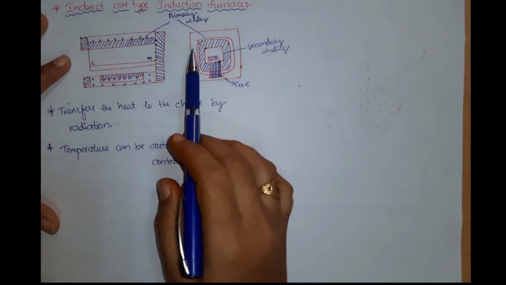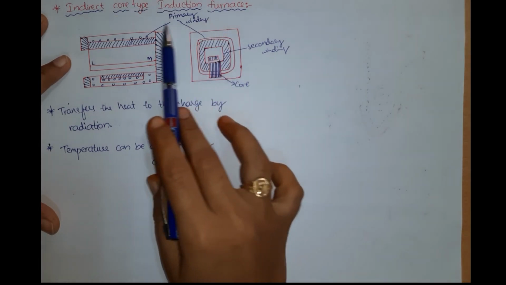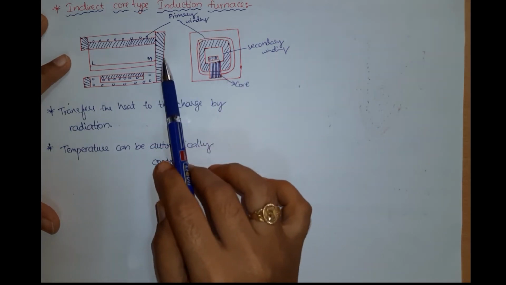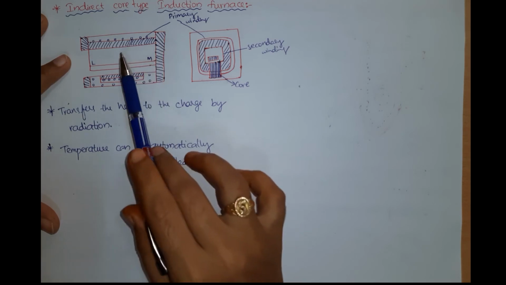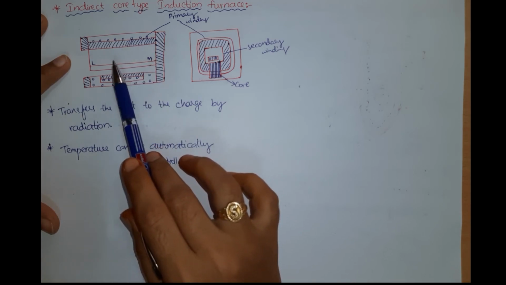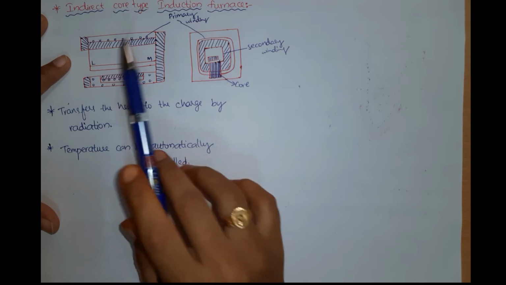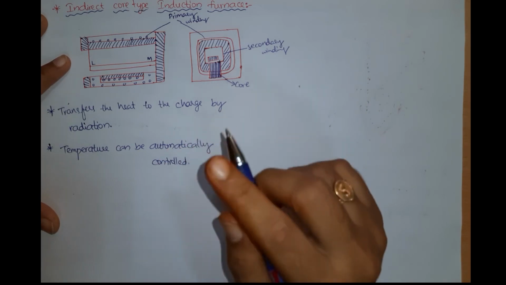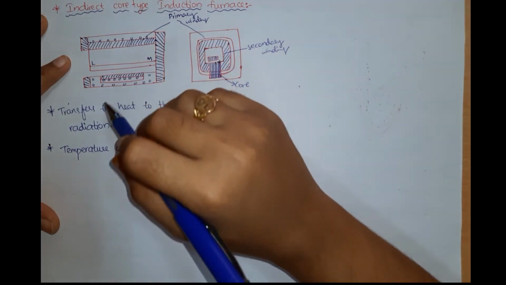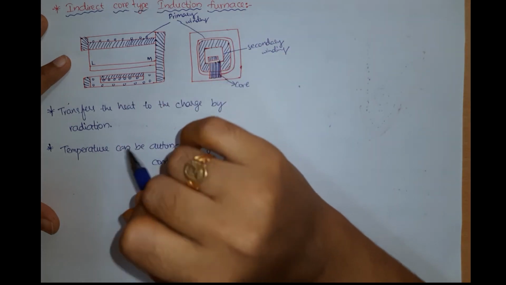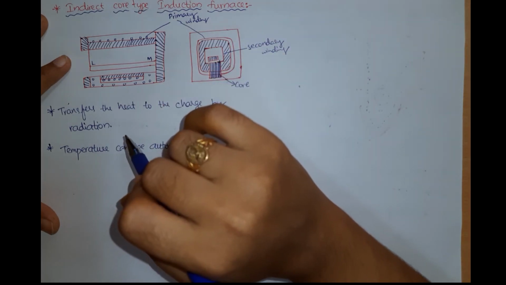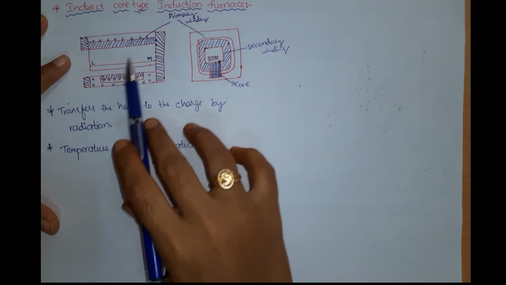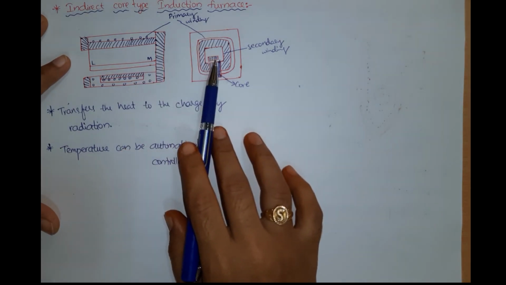Next is the indirect core type induction furnace. This is the construction scheme of this type of induction furnace. In this type of furnace, the material to be heated is heated by induction. Actually induction happens in the container, which transfers the heat to the charge by radiation. So heat transfer to the charge is done by radiation, but the heating is by induction, right?